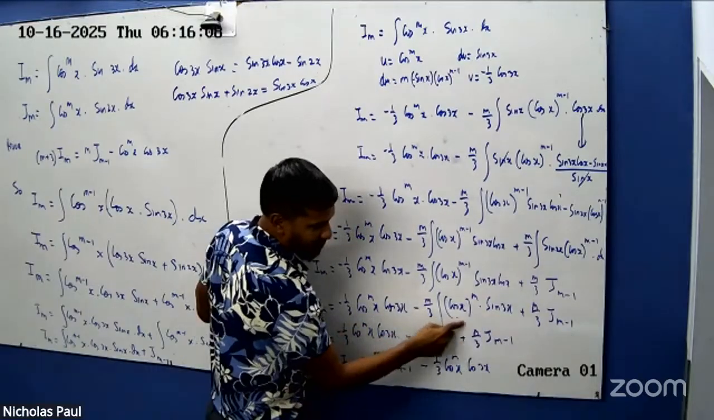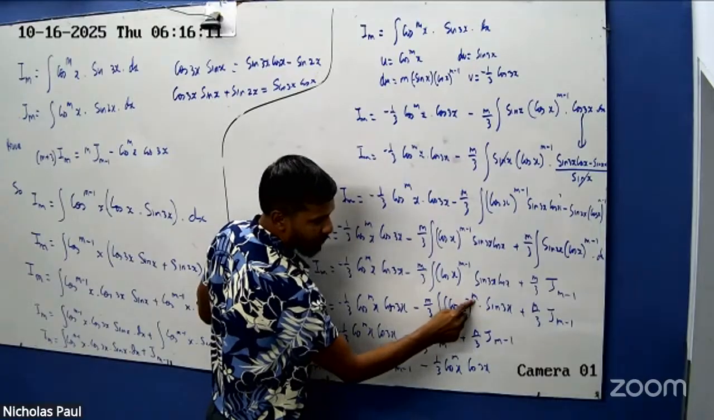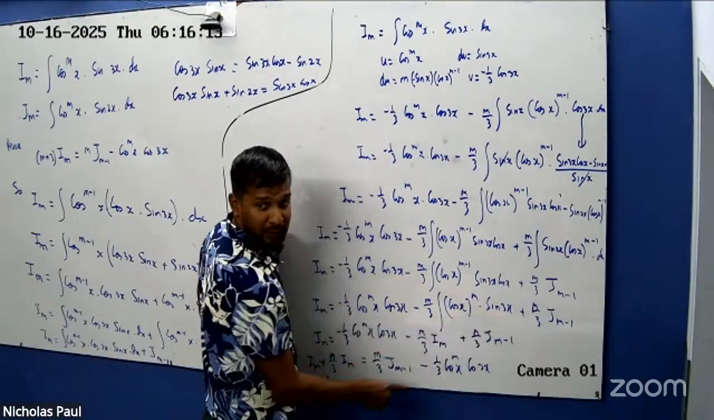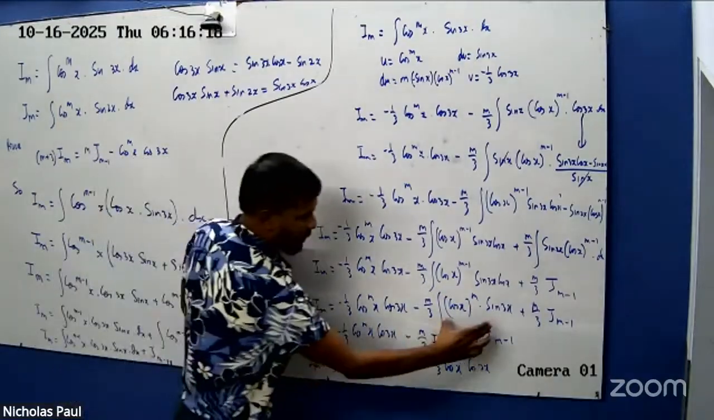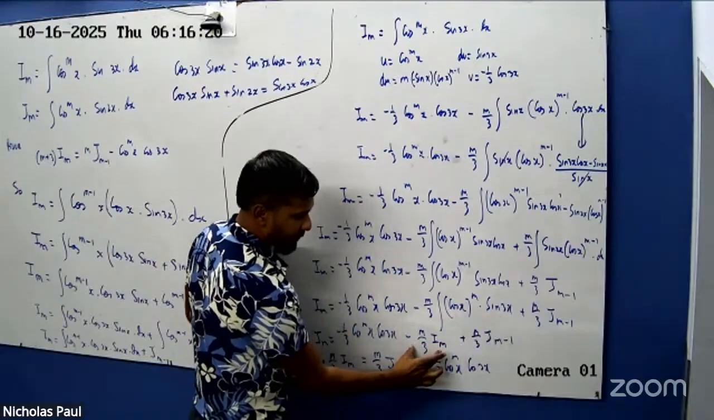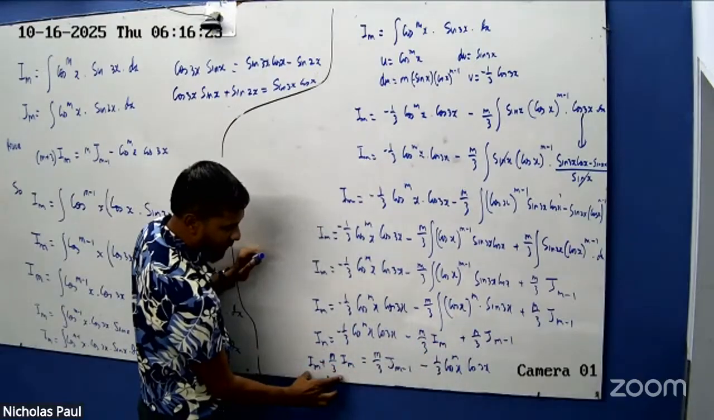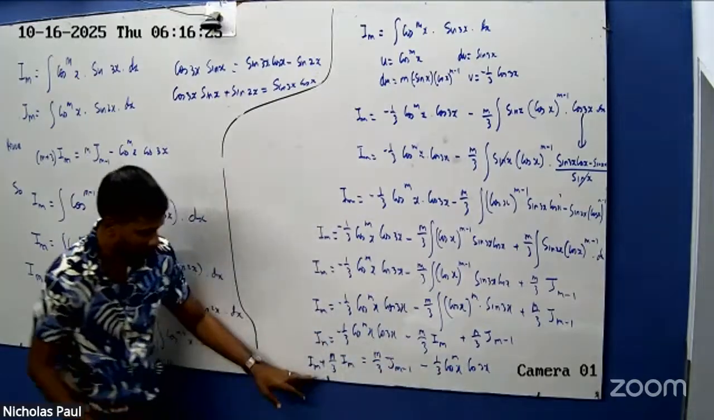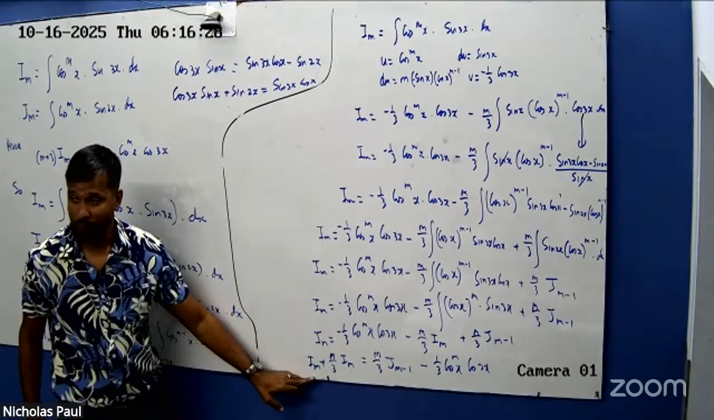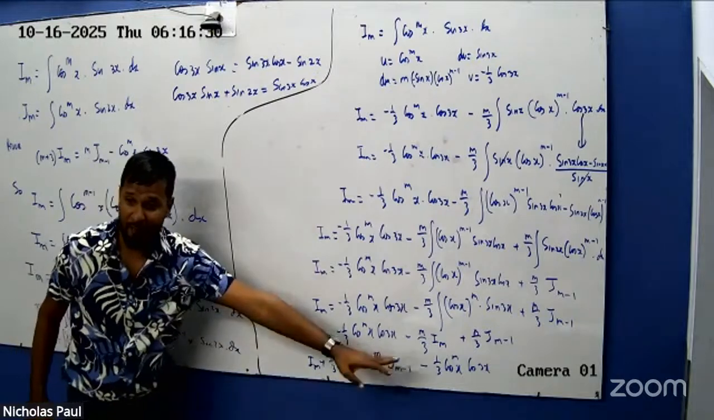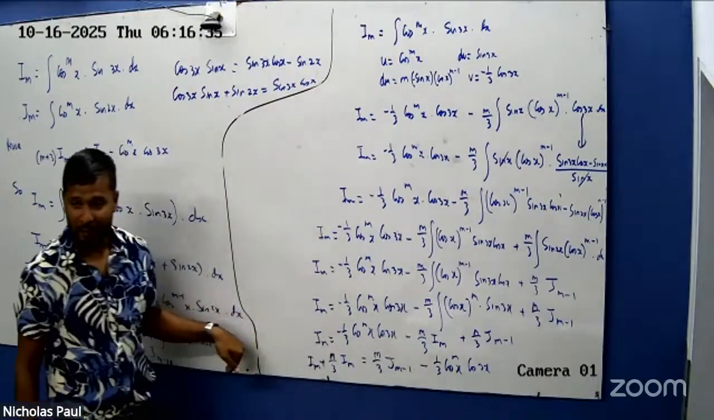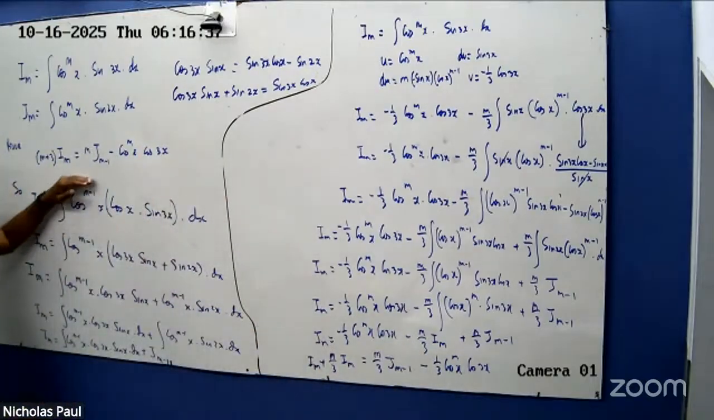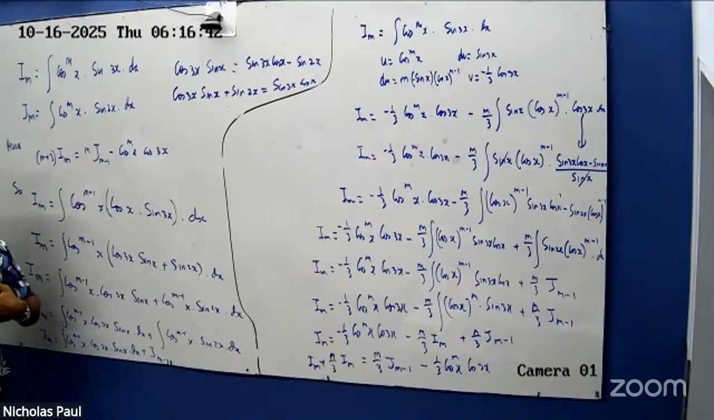And what is this here? Cos to the m sine 3x. What is that? That is I_m. So I substitute I_m and I get this. Now I bring the I_m on this side and I have everything else there. I run out of space, so what to do now? Multiply everything by 3 and factor out I_m. And you have the answer. That's okay? That's it.